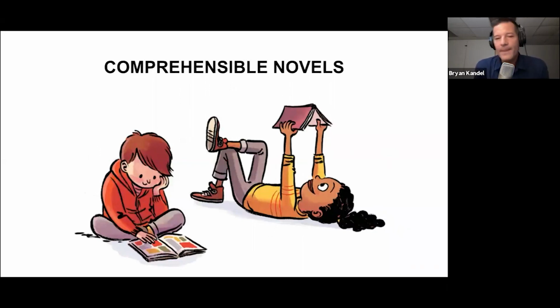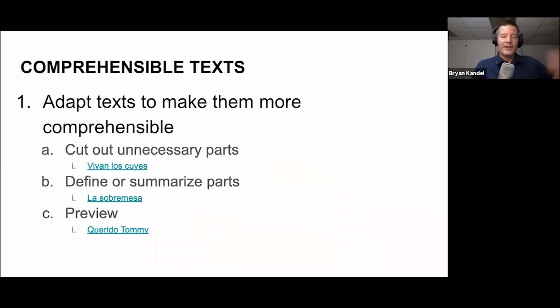Key number 2 is we want our novels to be comprehensible. They have to be. Our students have to understand that. Now, if I'm considering using a novel for class, and I open it and I look at the words and the text in there, it may not be comprehensible right away. So there might be some things we need to do to make it comprehensible for our students. A few things we can do. Number 1 is adapt texts to make them more comprehensible.